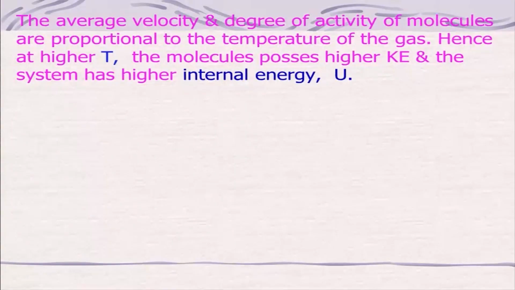And the average velocity and degree of activity of molecules are basically, as I told earlier, proportional to the temperature of the gas, right? Because if temperature is higher, what will happen to the molecules? Molecules will be moving at a higher velocity. Am I right? Yes or no? It is similar to yourself. Suppose you are very much agitated, your energy level will be higher. So your mind became hot, so your agitation level increases.